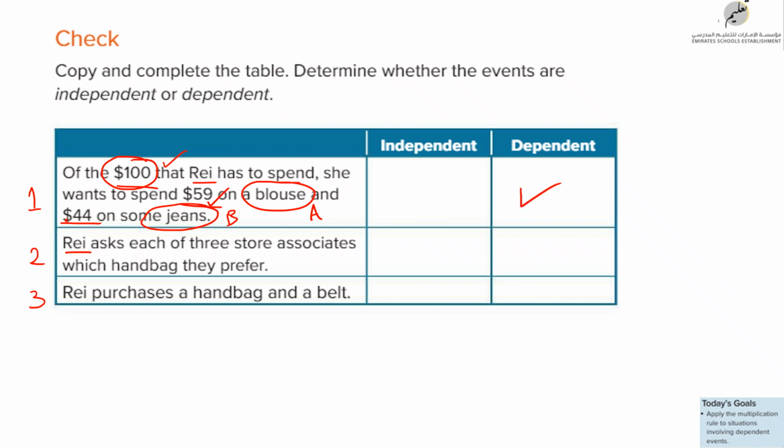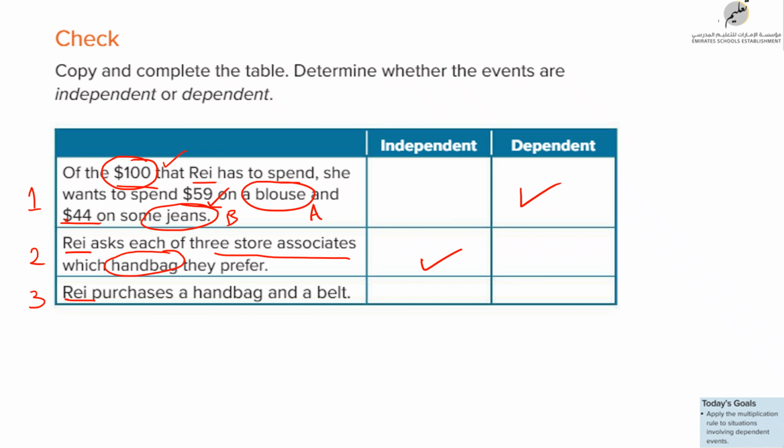Now, second question: Ree asks each of the three store associates which handbag they prefer. Now, these are three different stores and three different people, three different store associates. So their choices may be different. There may be no connection between their choices. Maybe one store associate likes one handbag, the other doesn't. So these are independent events. Their choices are not at all connected because they are three different individuals.